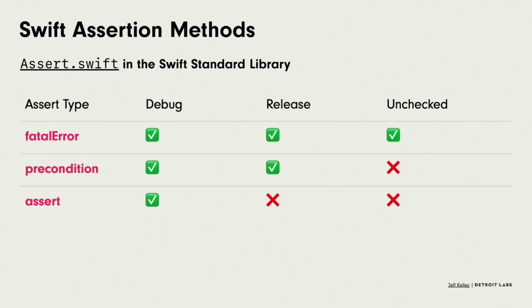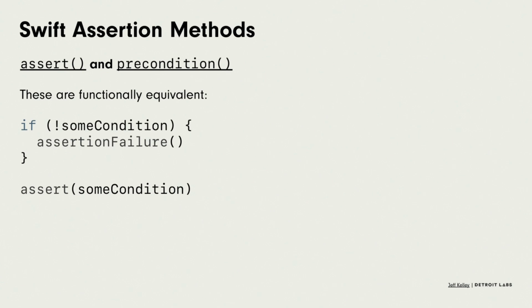Assert will only go in debug builds. So this is super useful for developer level things, things that you only want to see. And then when you actually ship your app to the App Store, they're not going to crash the app. Now these are identical. For assert and precondition, there's assertion failure and precondition failure, where assertion failure doesn't take anything, it just always fails on debug, and precondition failure always fails.